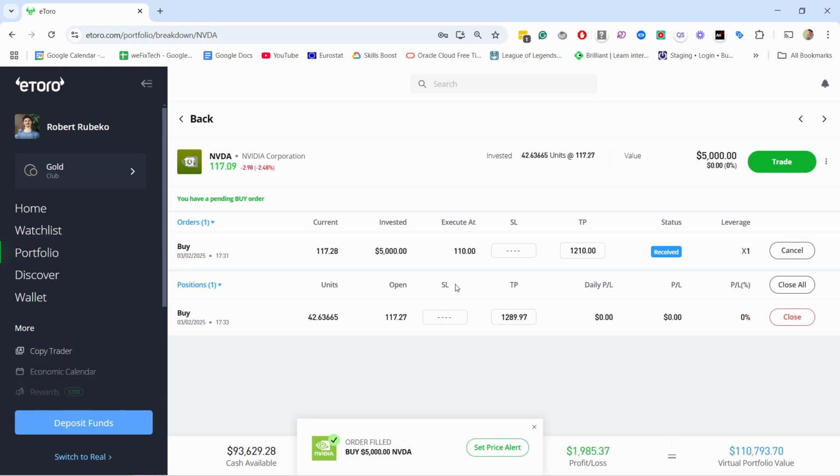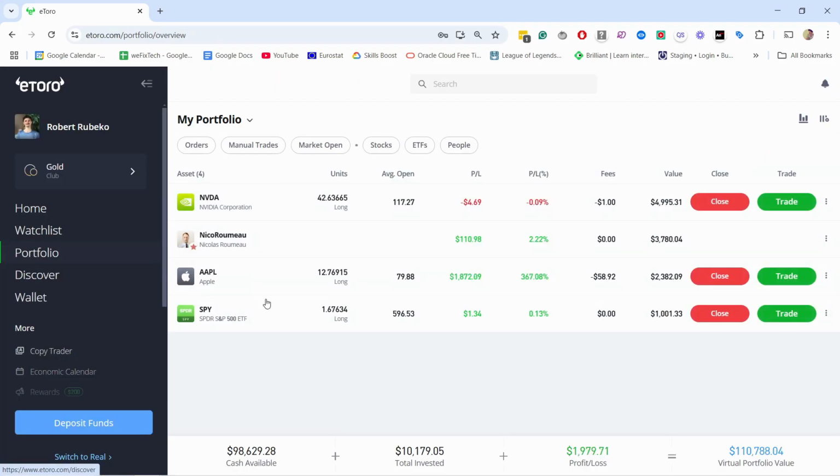There you go. I bought it. So you'll notice I have two positions here, or actually I have one position and one order. And I want to get rid of the order because it's just confusing right now. So I'll remove that. Let's remove it. So now if I go to my portfolio, you'll notice I also have an NVIDIA here and it's now bought. And right now it's already at the loss of $2.